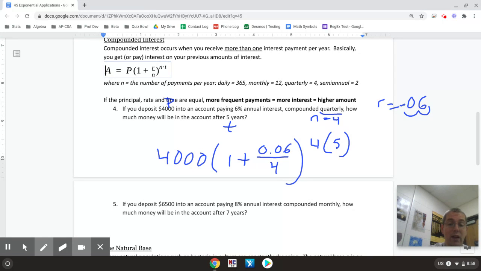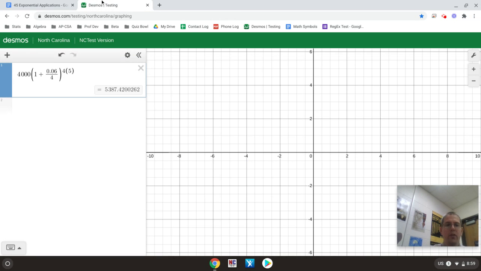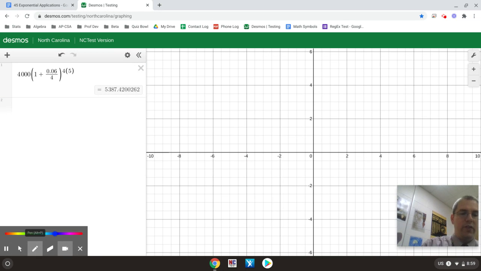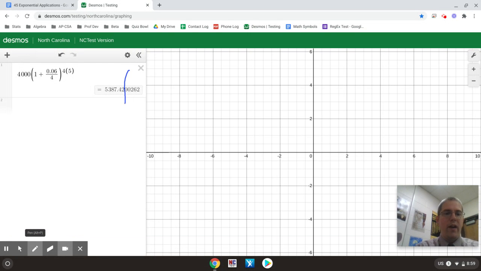Now, once again, you can simplify some of that, or you can just type it into Desmos exactly as is. I'll go ahead and pause the video, give you a chance to try that, then we'll look at it together. Okay, so as we go over to Desmos, you can see that I got it typed in pretty much exactly as it was. And then once again, unless it says otherwise, round to the nearest cent for these problems involving money. So that should have been 5,387 and 42 cents.